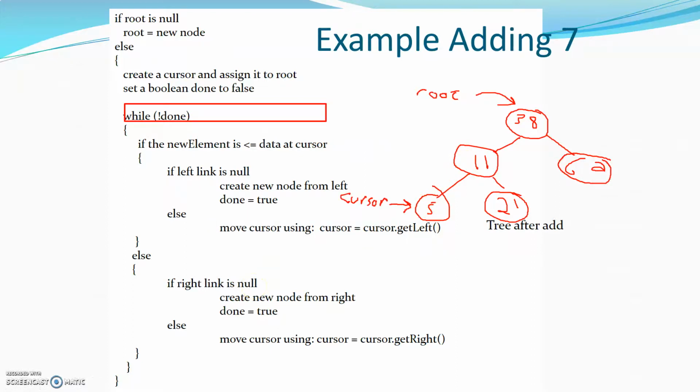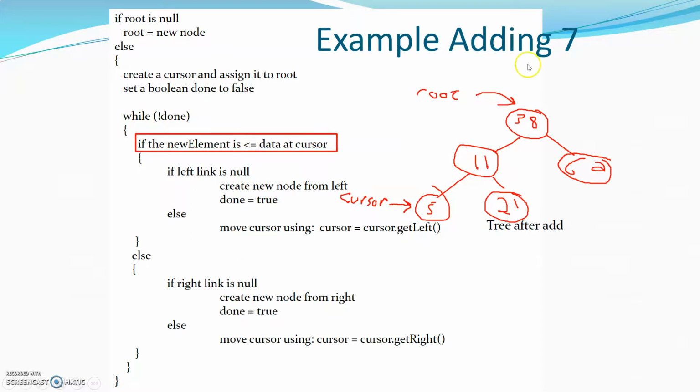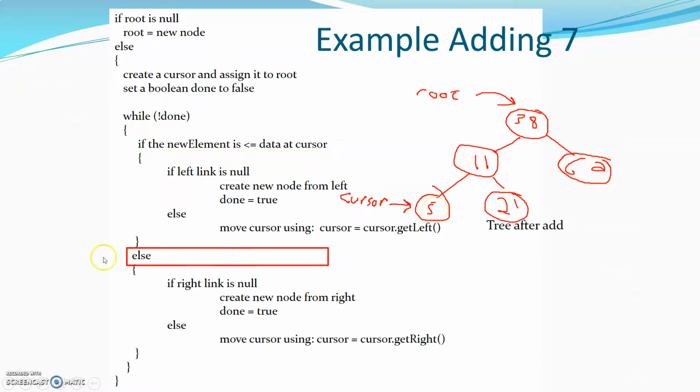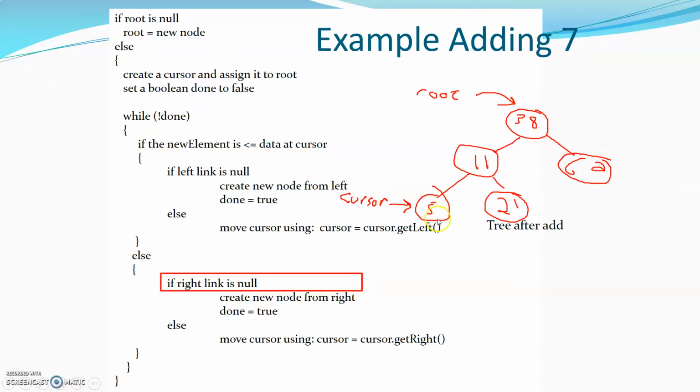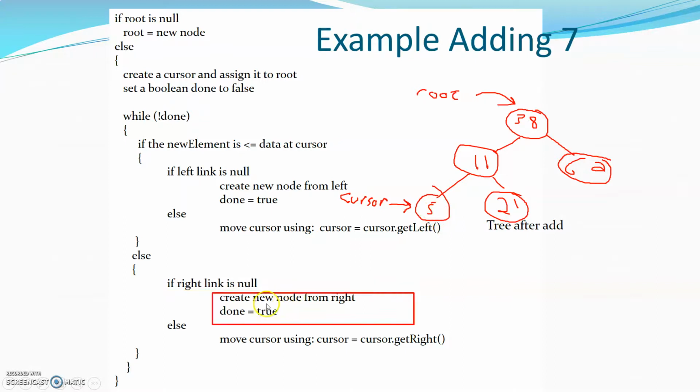And now we come back up here again. Is the new element, which is 7, less than the data at the cursor? It is not. So then we're coming to the else part right here. It's looking at the right link. Well, the right link is null. So then it'll create the new node on the right-hand side. So from cursor, we're going to set the right to be this new node, which is the 7. And then we're done with this.